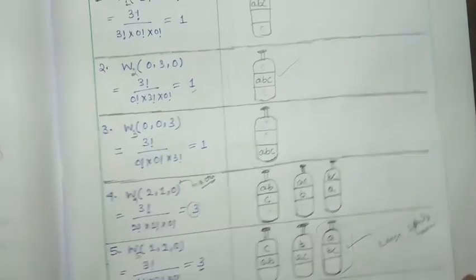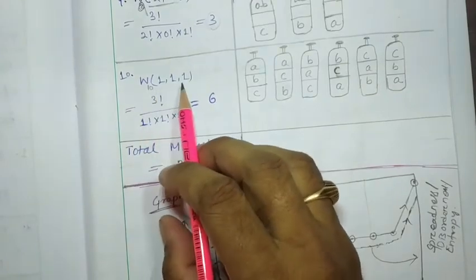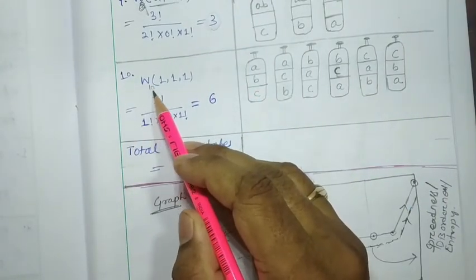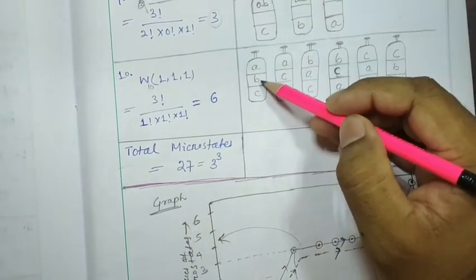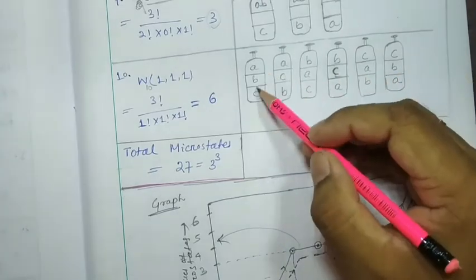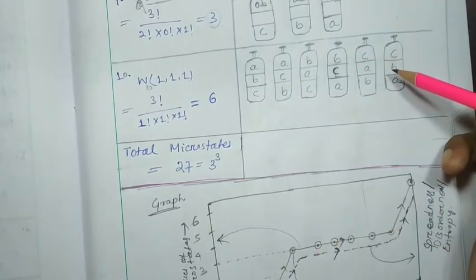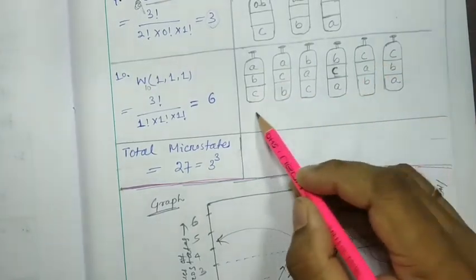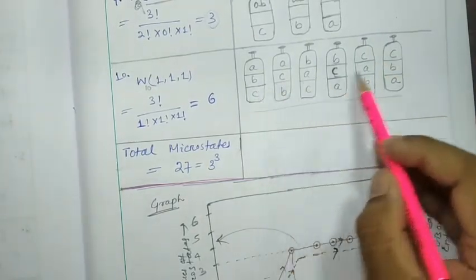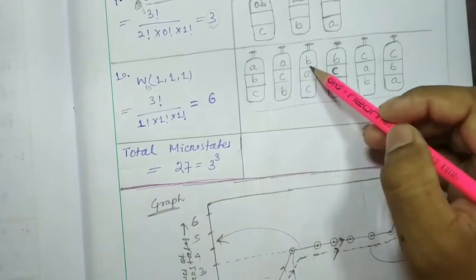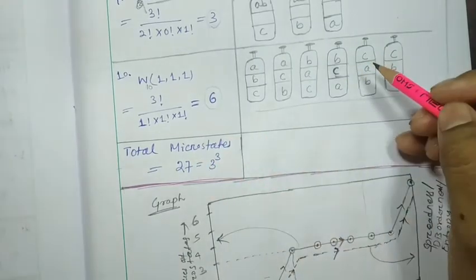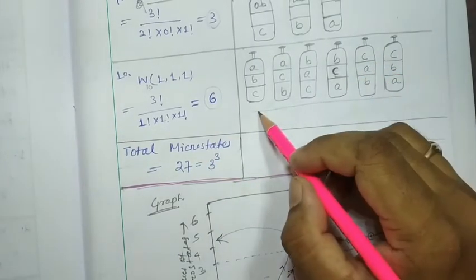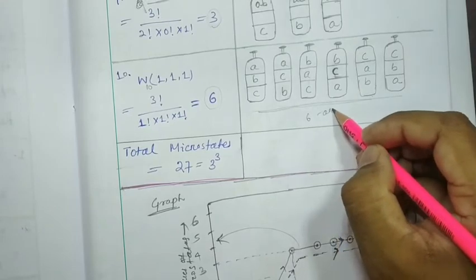Now we have to consider the last possible macrostate, that is W10. I named it W10, which is 1, 1, 1. That means in each compartment only one particle or molecule is present. What will the possible microstates or arrangements be? These are the 6 possible arrangements: ABC, ACB, BAC, BCA, CAB and CBA. So that means 6 microstates are possible.